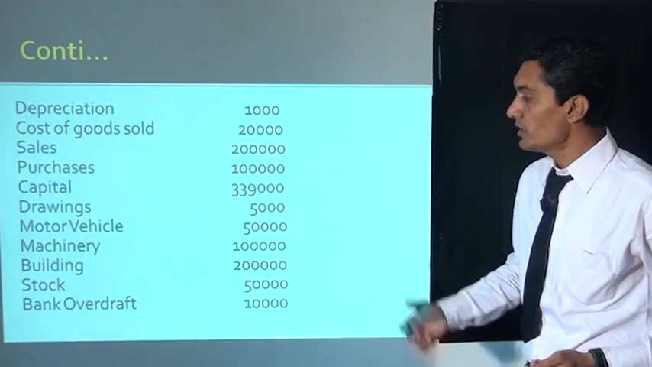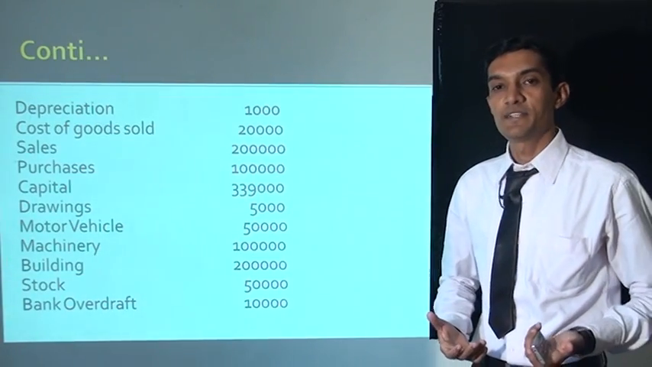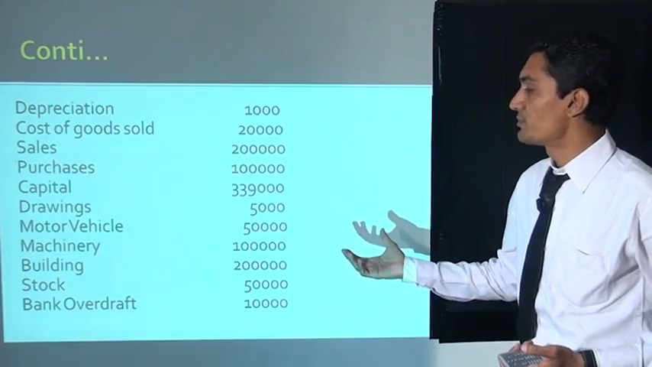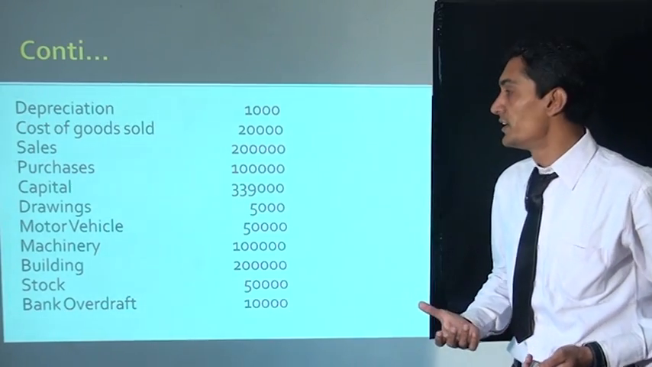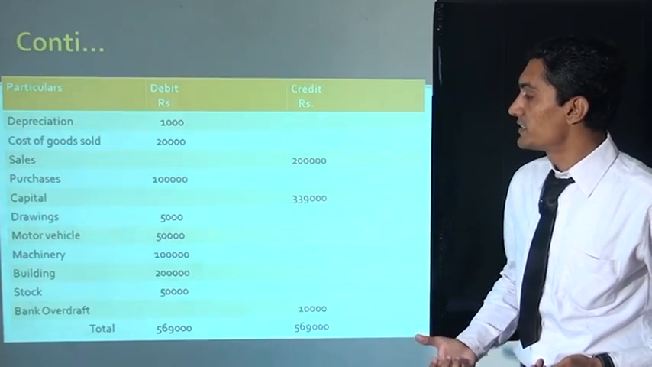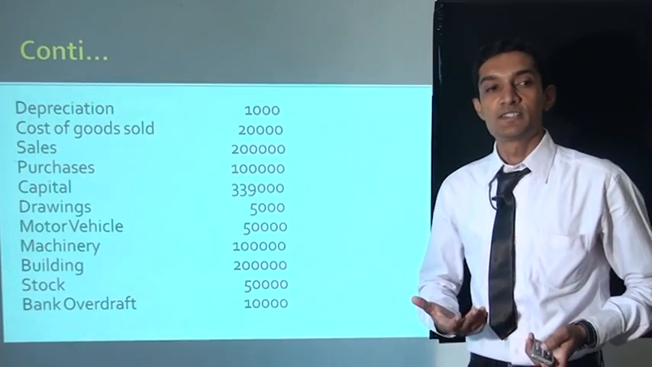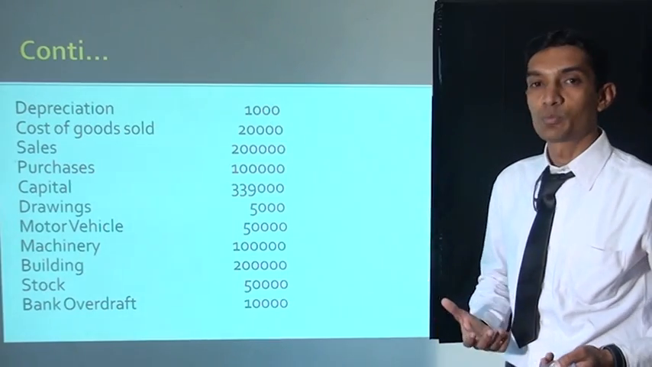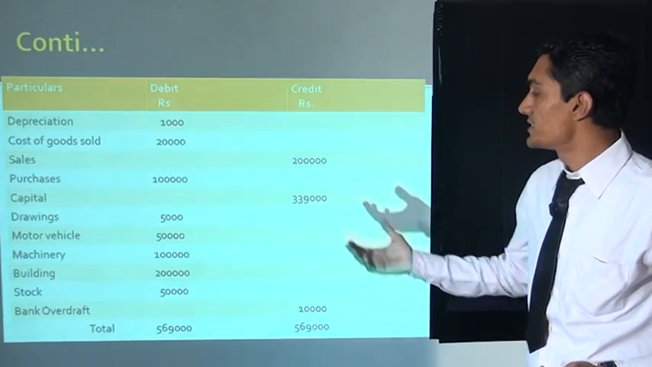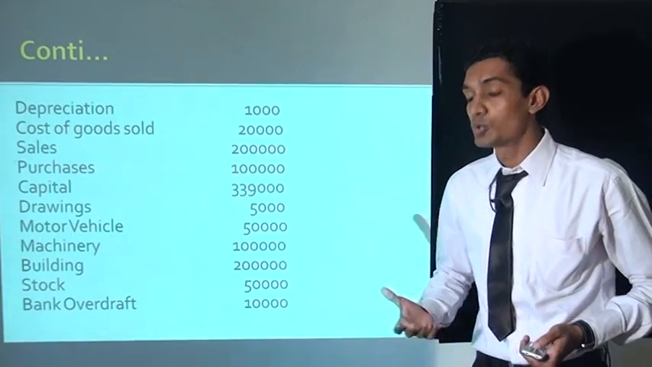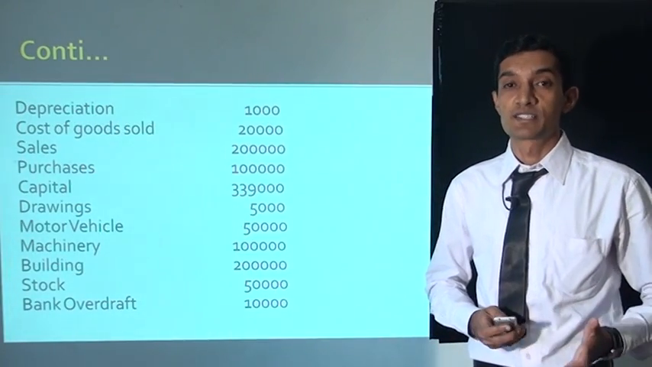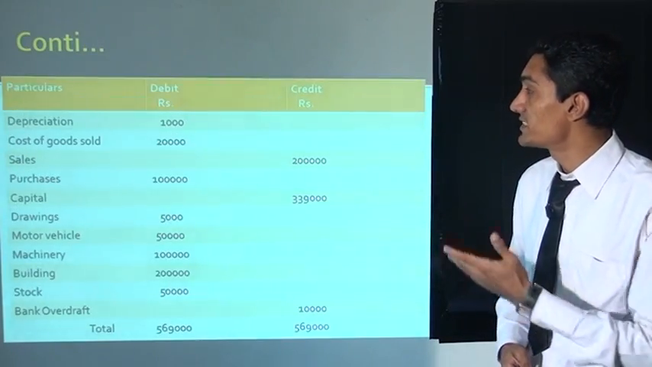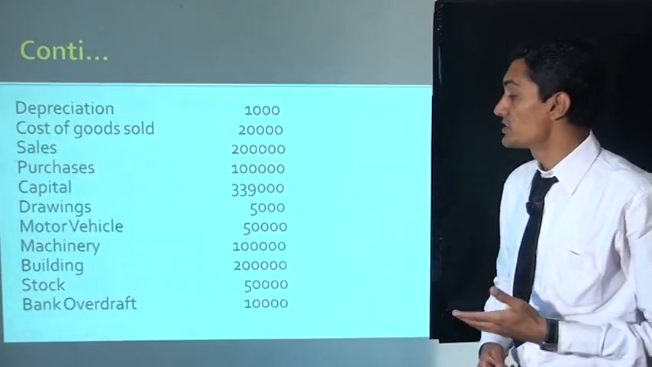Next, motor vehicle. As we discussed, all assets are debited. Motor vehicle is our asset, so 50,000 rupees comes under the debit side on the trial balance. Next is machinery. Same, machinery is our asset, so machinery also, 1 lakh rupees, comes under the debit side. Same, next is building. Building is also our asset, so in the trial balance it is on the debit side.